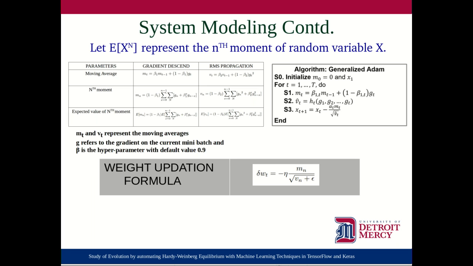The table shows the modeling equations that were derived for gradient descent and RMS prop. The first row represents the moving average of the gradient. It can be clearly noticed that gradient descent uses the first moment whereas RMS propagation utilizes the second moment. The nth moment and expected values of the nth moment were derived as part of the system modeling, and the equations are shown in the second and third rows respectively. Therefore, the weight update for Adam combines both gradient descent and RMS prop. The loss function is defined by the root mean square error method.